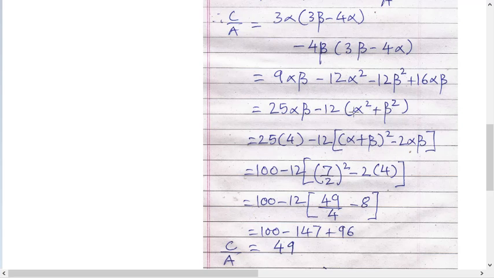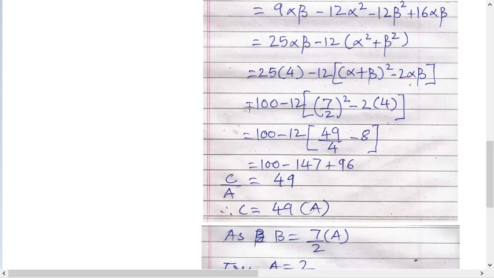Now solve the inner bracket over here, alpha square plus beta square. What we'll do is alpha plus beta the whole square minus 2 alpha beta. See here, alpha plus beta the whole square means alpha square plus 2 alpha beta plus beta square, right? So 2 alpha beta over here with a minus and 2 alpha beta over here with a plus, they get cancelled and we get the answer. So move on. Alpha plus beta we know now, 7 upon 2, the whole square, minus 2 alpha beta, we know 4.